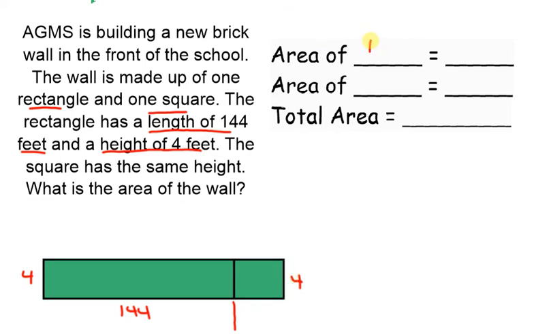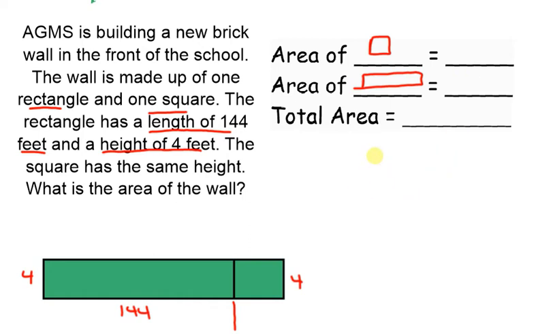So I'm going to do the area of the square first, and then I'm going to do the area of the rectangle. And this order, guys, does not matter. You can do it in any order that you want, because at the end of the day, you're just going to add them together. And you won't have negative numbers in geometry because we're talking about measurements.